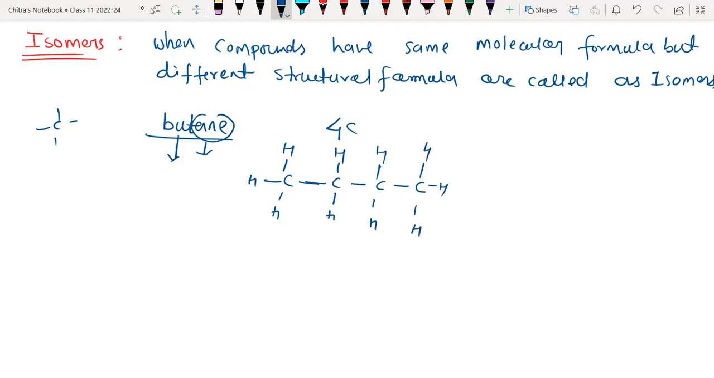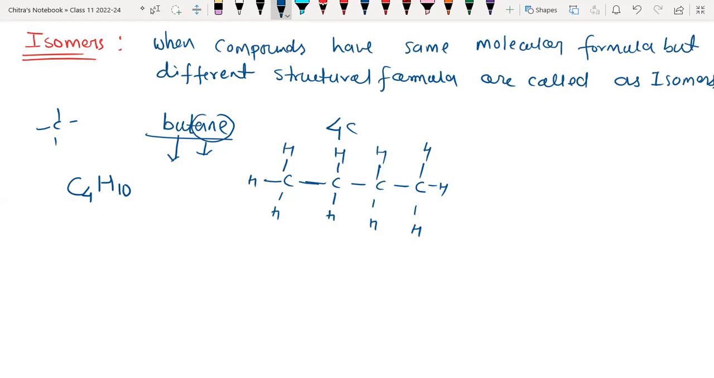So this is the linear structure. I'm just going to write the formula for butane. How many carbons do we have? C4. And how many hydrogens? 4 twos are 8 and 2 is 10. So C4H10 is the molecular formula for butane. Understood that? Yes, sir. Okay.